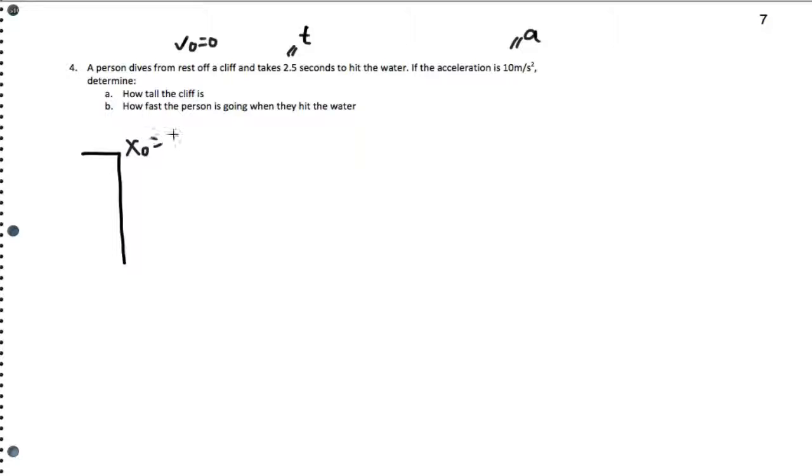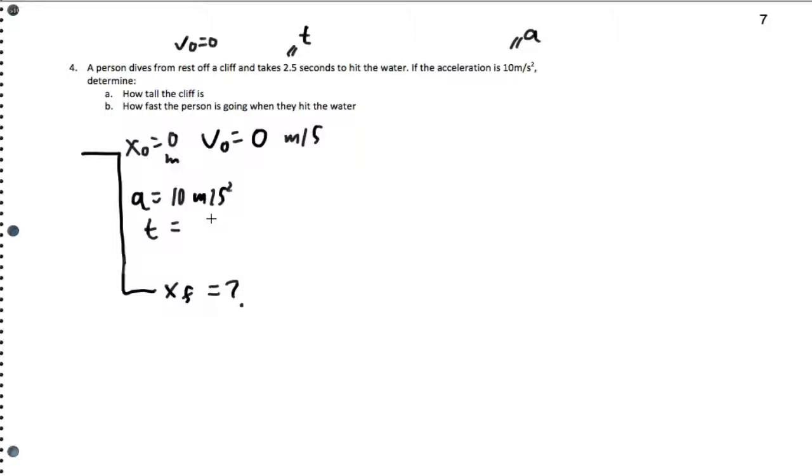So I'll make my initial position 0, because they don't really tell me what it is, and I can just assume that, since they didn't tell me the final either. V naught is 0. I know my acceleration is 10 meters per second squared. And I'm going to start labeling units here. My landing distance, or whatever you want to call it, where I hit the ground at, that's unknown. And then my time is 2.5 seconds.